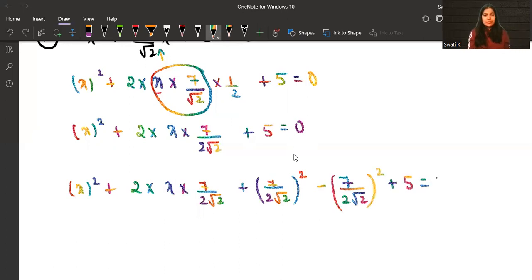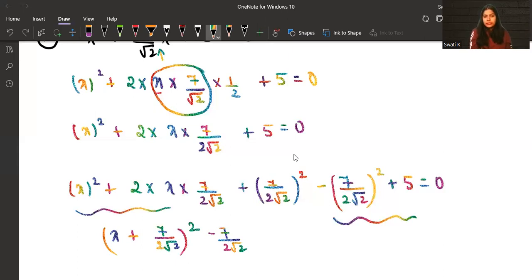Plus 5 equals 0. Now, this is nothing but a formula of (a plus b) whole square. So a plus b is (7 upon 2 root 2) square, and then plus minus (7 upon 2 root 2) whole square. This part we have just written for our formula (a plus b) whole square. But this part as it is, which is minus (7 upon 2 root 2) whole square plus 5 equals 0.